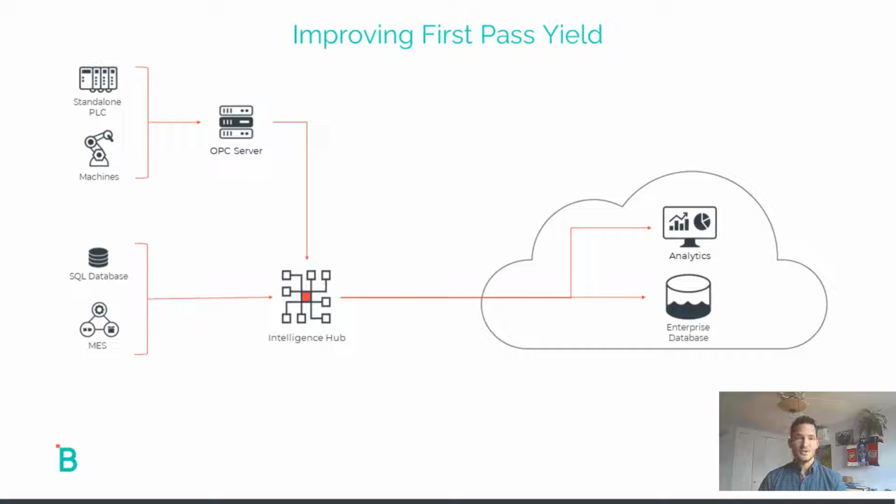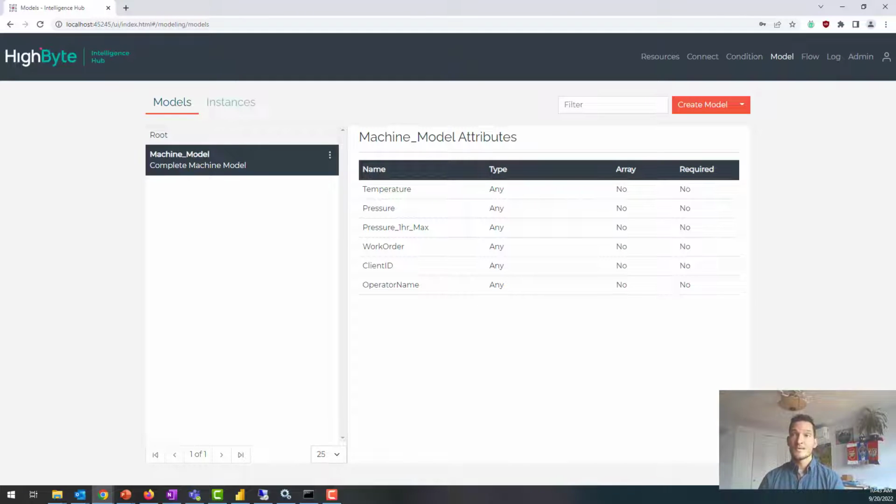We're also going to do this in a low-code environment, which allows the process expert to contribute meaningfully to the data flow. So let's take a look at HighByte. What I'm showing here today is a machine model. Now, this model is really just my definition of what data I want sent to my dashboard. So in this case, I want temperature and pressure coming from an OPC server. I also want work order and client ID that's coming from MES.